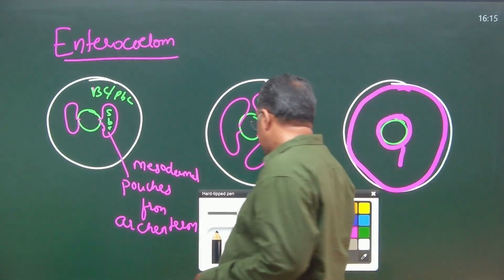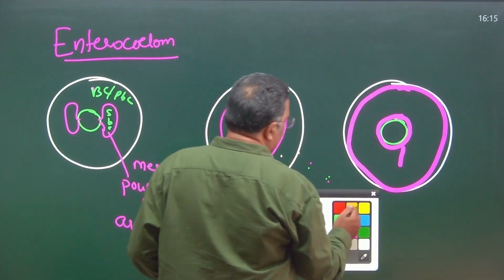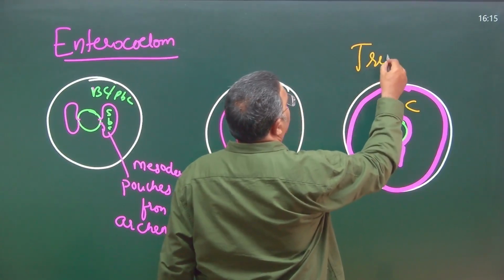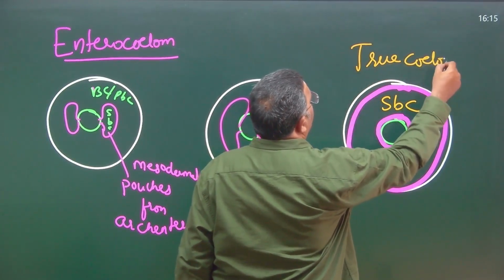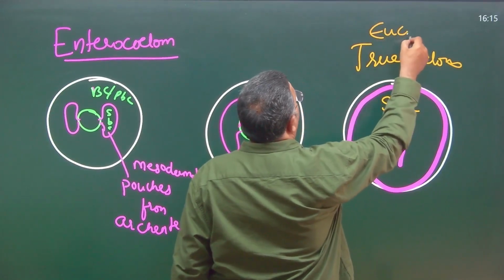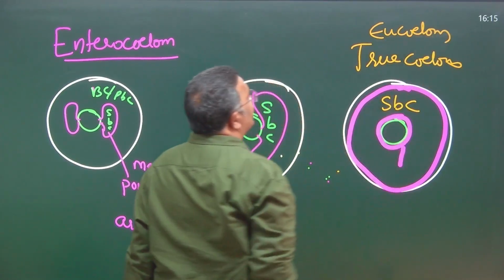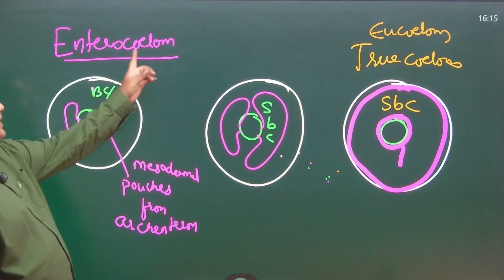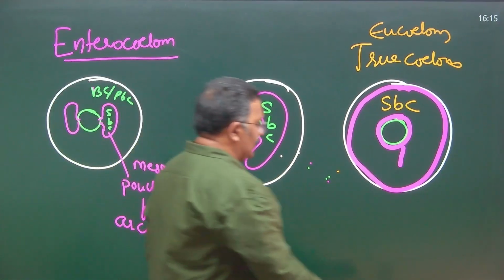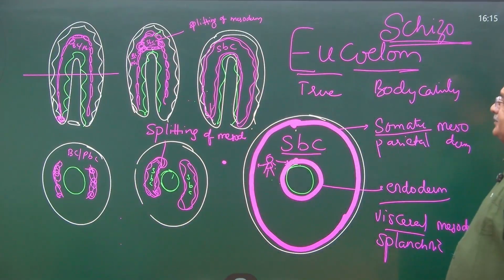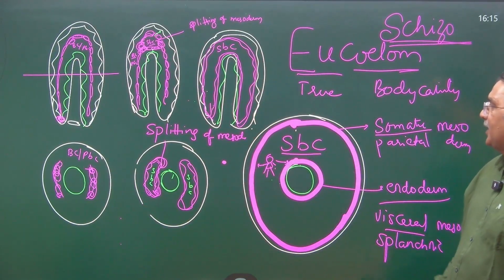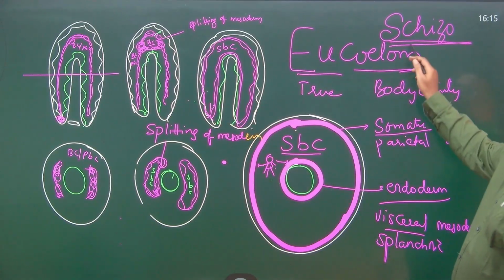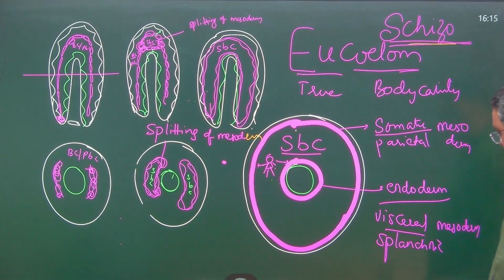The cavity should be lined with mesoderm on both sides, only then it is called true coelom or eucoelom. How it appears, that matters. Sir, how does it appear? It is from the pouches of the archenteron. You can call it enterocoelom. How does it appear? By the splitting of mesoderm. That's why we can say it is schizocoelom.